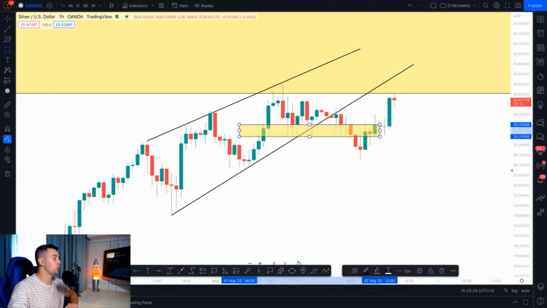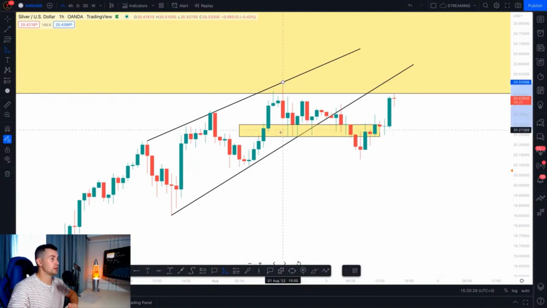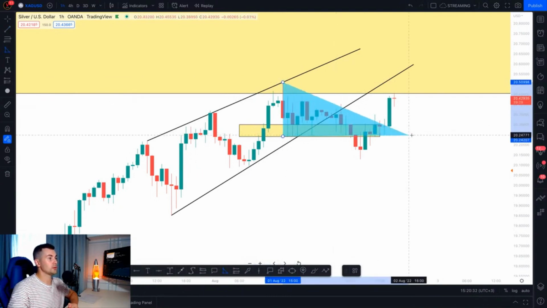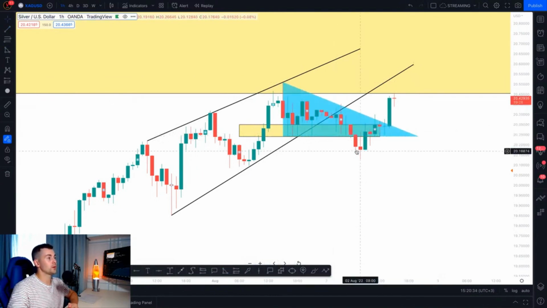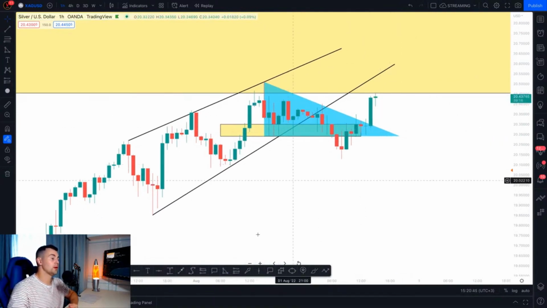Now analyzing the price action within the wedge. What I spotted right here, traders, is a descending triangle. Do you see this pattern right here? Here is our triangle. You can see that here the price was setting lower highs, equal lows, and then the price managed to break the neckline of this triangle to the downside. So what I did, I decided to short silver on a retest of the broken neckline.